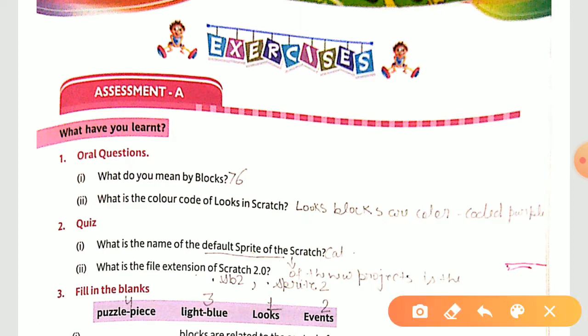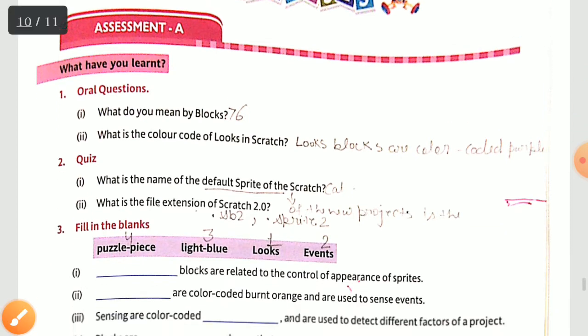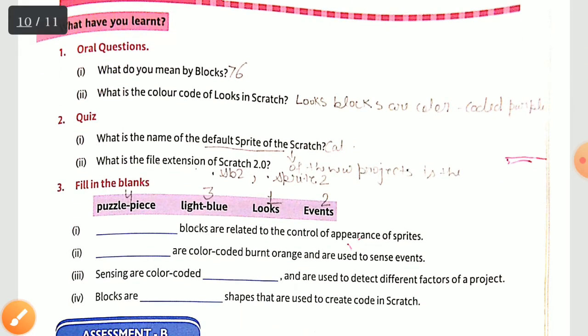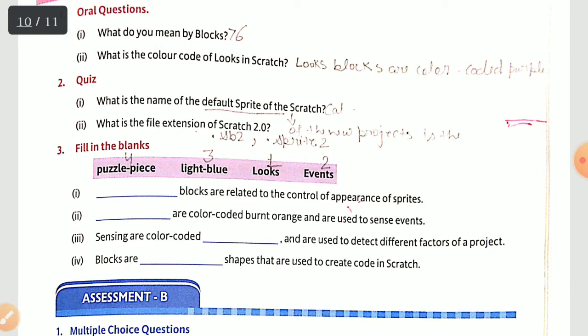Second one, you see what is the file extension of Scratch 2.0. So firstly, from the question, the file extension of Scratch 2.0 is, then firstly .sp2, secondly .sprite2. Okay, then we are having our assessment A portion, third part, fill in the blanks.